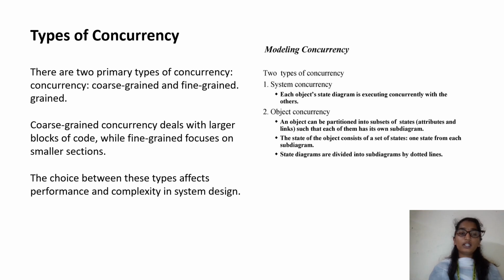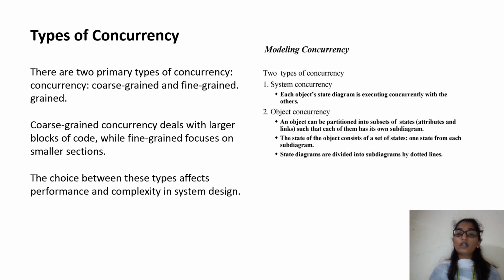Now, types of concurrency. There are two primary types of concurrency, coarse-grained and fine-grained. Coarse-grained concurrency deals with larger blocks of code, while fine-grained focuses on smaller sections. The choice between these types affects performance and complexity in system design.